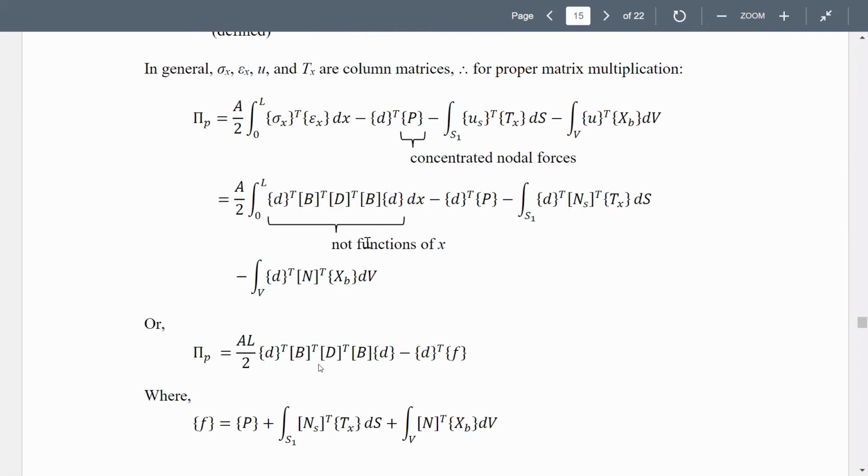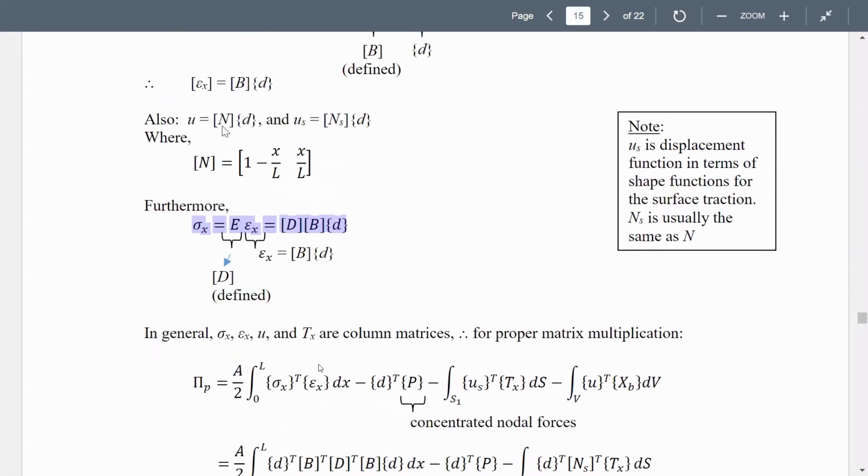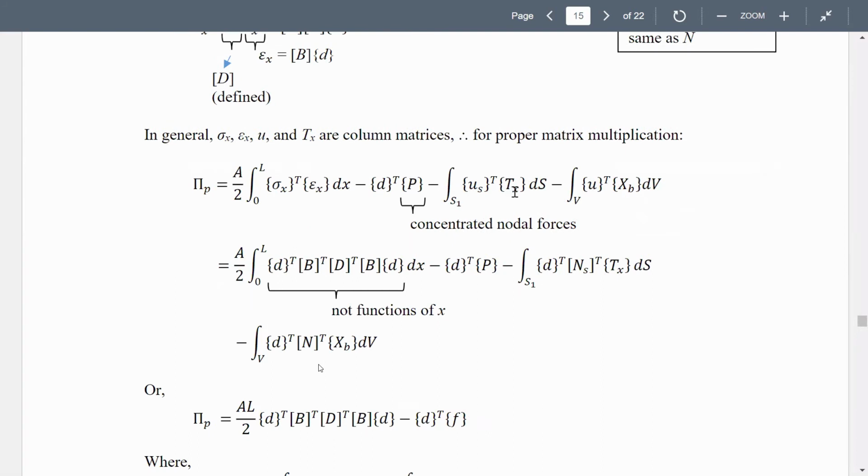This is our strain energy. This is d transpose P. Keep it the same. Now, u we can write as N d. u is N d, where N is the shape function. Transpose of this would be d transpose N transpose times T. The same for u transpose, it is d transpose, N transpose. And this is the body force here.